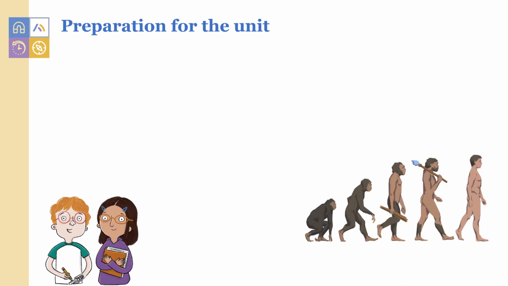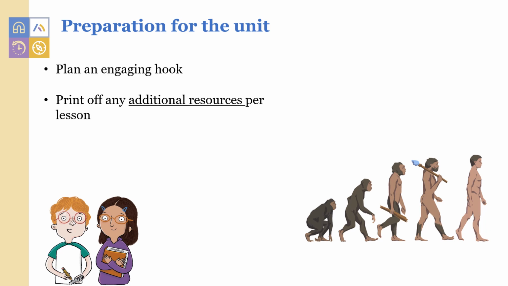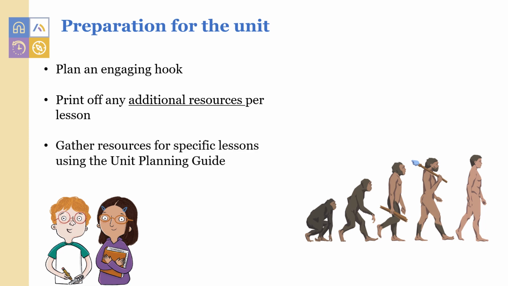Besides reading through the unit resources before you begin teaching, for every unit there are elements that will need to be planned in advance by the class teacher. You could plan an engaging hook, look at a model, create some art, or watch a video to get pupils excited for the learning to come. You'll need to print off any additional resources. Not every lesson will have these, so make sure you check before you teach. And you may need to gather resources for specific lessons, such as lessons and investigations, and check for this using the unit planning guide.